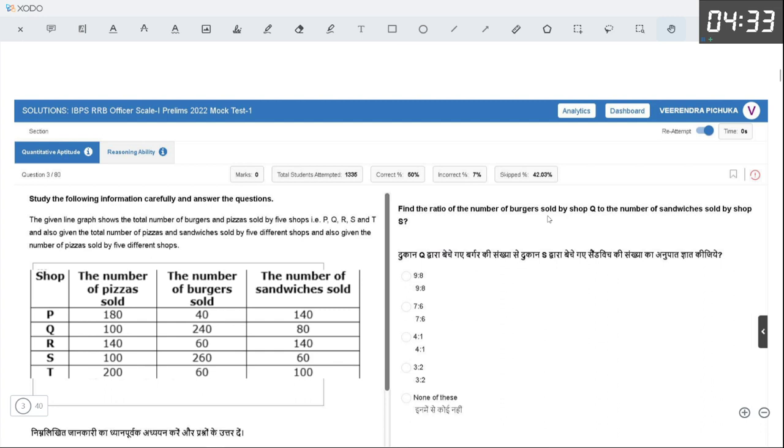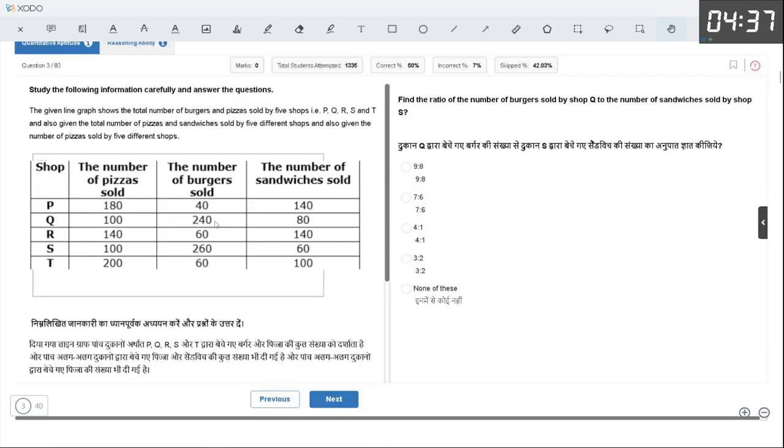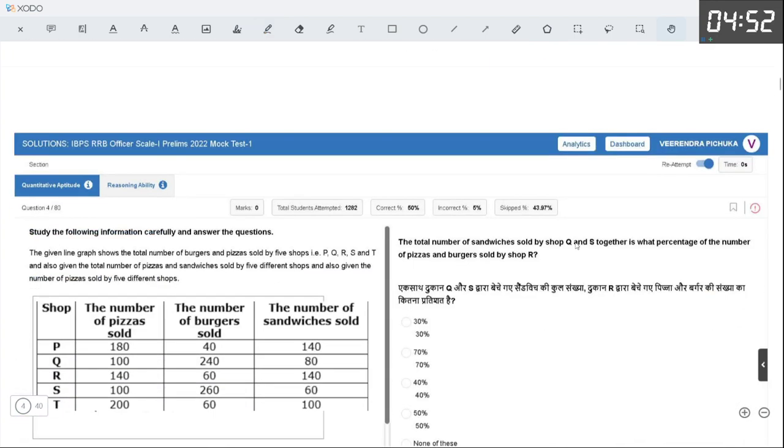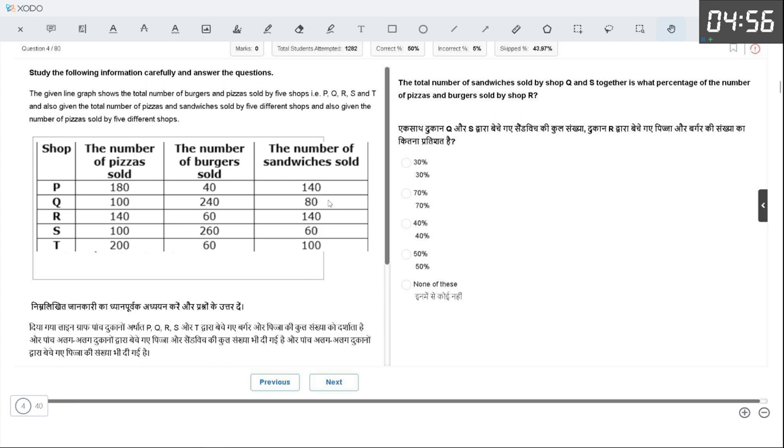So what is the ratio of burgers sold by Q to the number of sandwiches sold by shop S? That is 4 by 1. Find the number of sandwiches sold by Q and S. Sandwiches of Q and S, that is 140, is how much percentage of the number of pizzas and burgers sold by R, that is 200. So 70 out of 100, that means 70%.